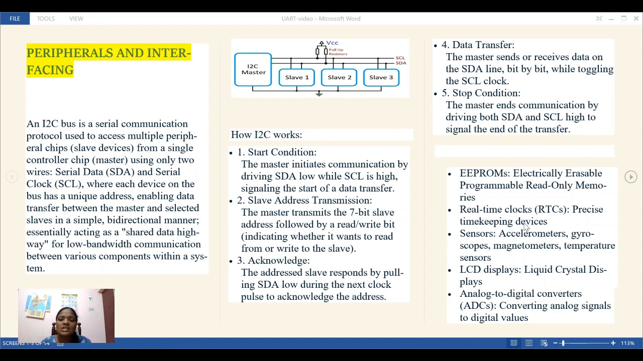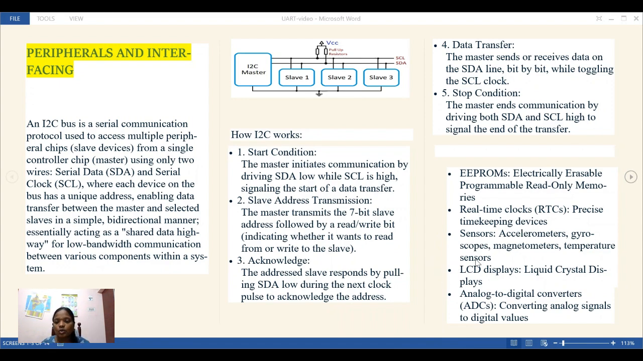Let us see what the common peripheral devices are. The first one is EEPROM, next RTC, sensors, LCD, and ADCs. We know that EEPROM is electrically erasable programmable read-only memory, and the RTC is a real-time clock, that means it is used for precise timekeeping. The next one is sensors. The common sensors used are accelerometers, gyroscopes, magnetometers, and temperature sensors.